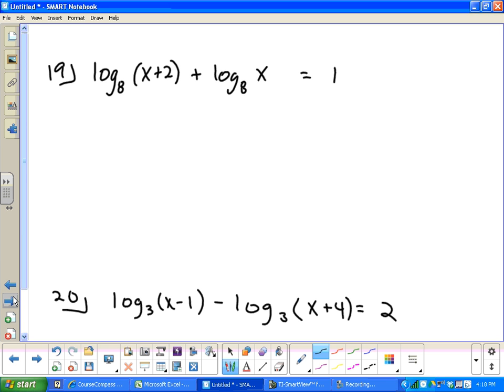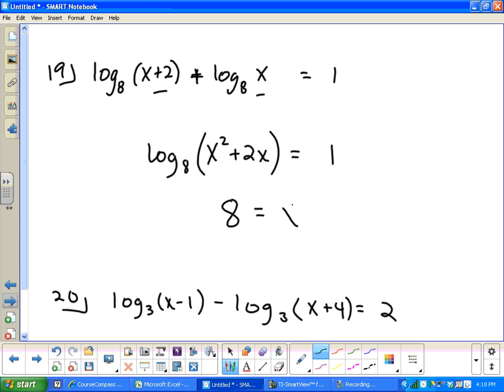Now, on this one, we've got a plus right here. So what I'm going to end up doing with these logarithms is just multiplying. You get one logarithm. So now we're going to have log base 8 of x plus 2 times x. So that will give me x squared plus 2x. Okay, now that it's down to a single logarithm, I'm going to switch it to exponential form. So this base raised to that power should be equal to this number. So 8 raised to the first power, which would just be 8, equals x squared plus 2x.